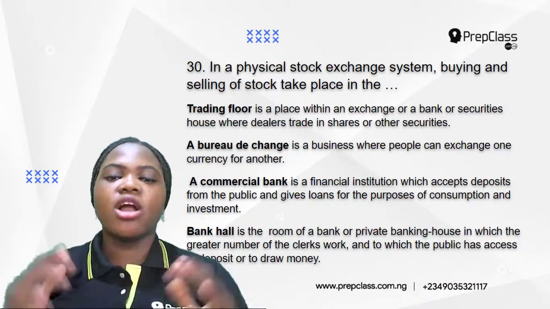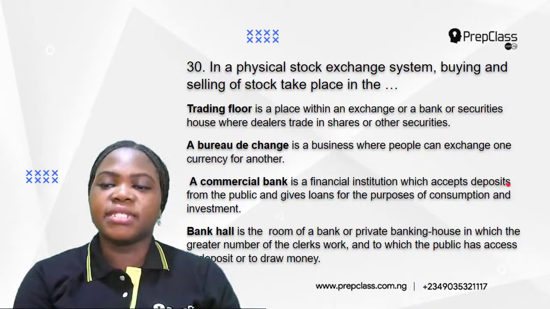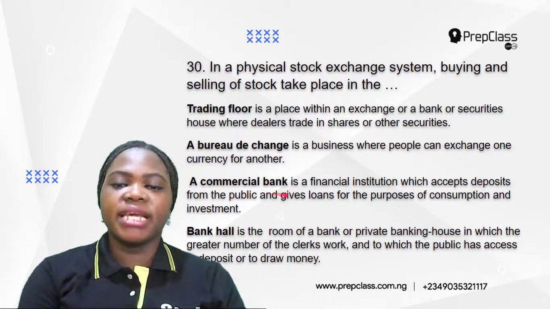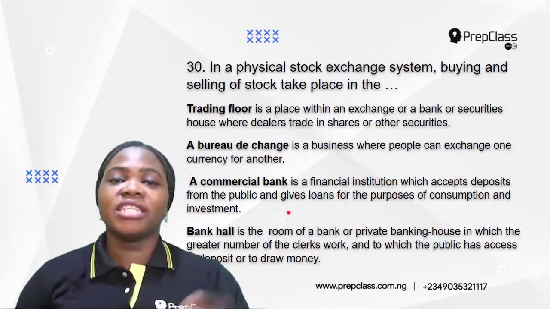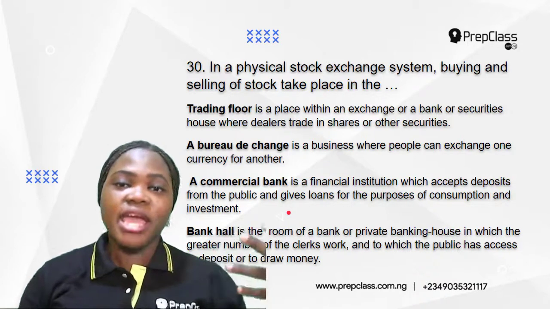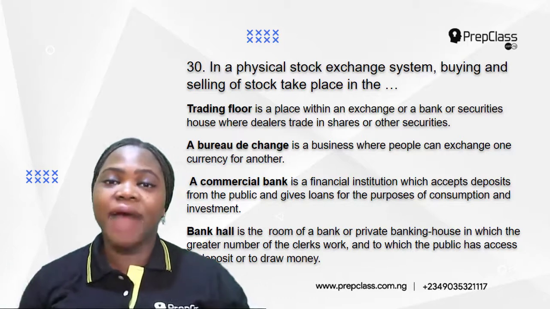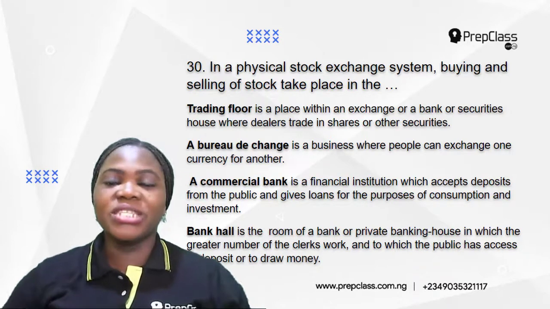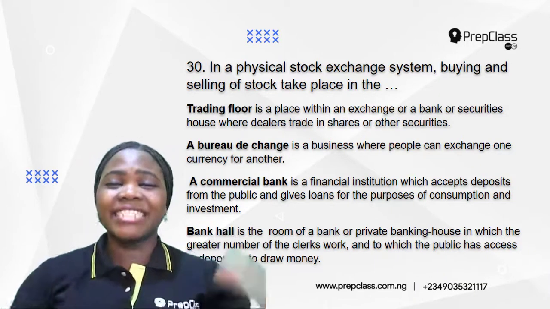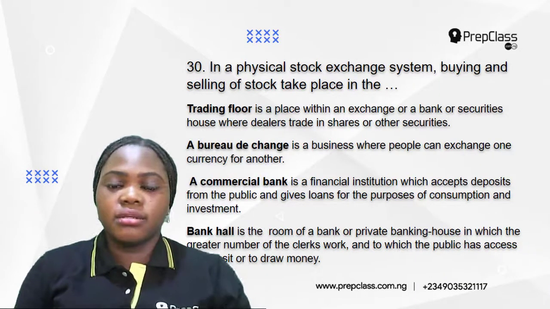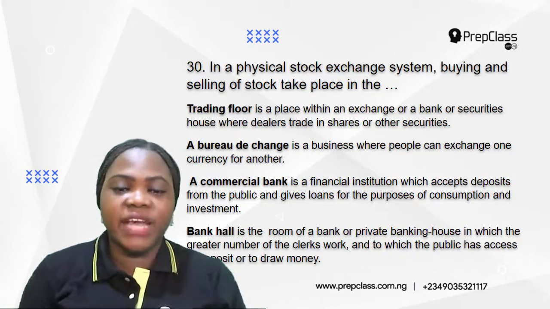Commercial bank. A commercial bank is a financial institution which accepts deposits from the public and gives loans for the purposes of consumption and investment. I'm very sure that some of you might have been to a commercial bank before. Examples like Access Bank, GT Bank, and the rest of them. So these are all commercial banks. They are financial institutions that accept deposits and give loans for the purpose of consumption and investment.